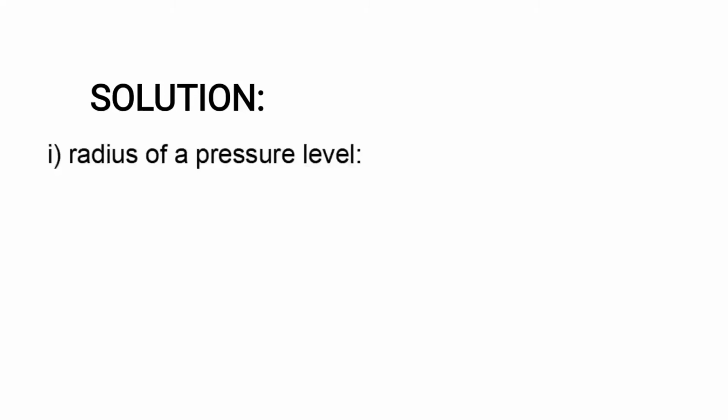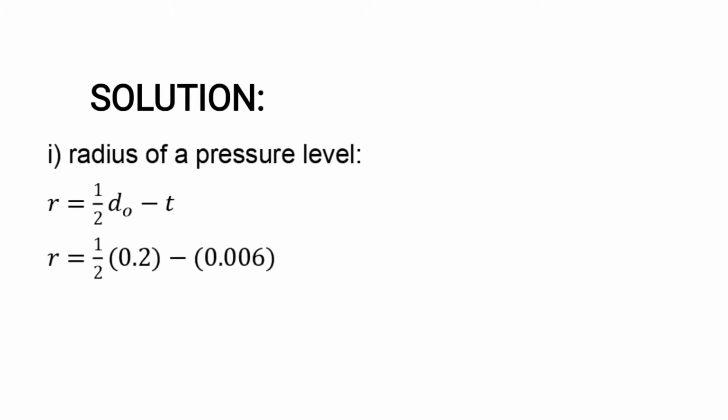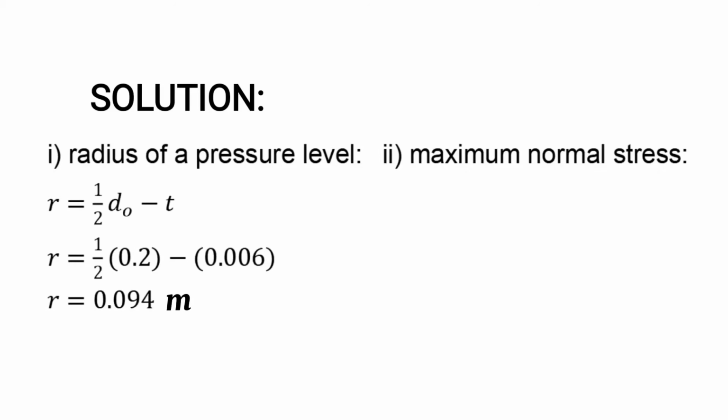Solution. The first thing we have to do is find the radius of the pressure vessel. The radius is 1/2 of the outer diameter minus the wall thickness. Given the formula, we input the value of t sub o, which is 0.2, and the value of t, which is 0.006. Calculating the equation, we now have a radius of 0.094 meters.